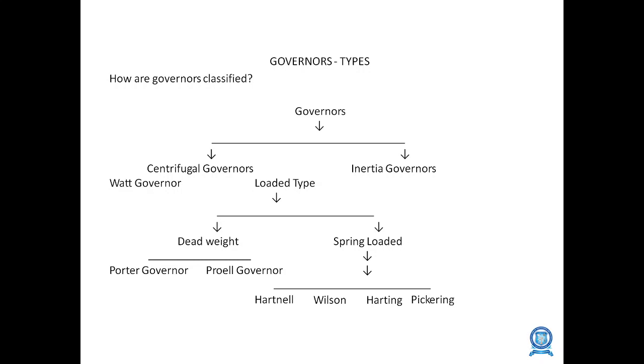Next, we are going to see about the classification of governors. So governors are broadly classified into centrifugal governors and inertia governors. Centrifugal governor type is watt governor, and inertia governor is loaded type governor, which is further classified into dead weight governor and spring loaded governor. So dead weight governor is further classified as Porter governor and Proell governor, and spring loaded governor is further classified into Hartnell governor, Wilson-Hartnell governor, Hartung governor and Pickering governor. So these are the classifications of governors.